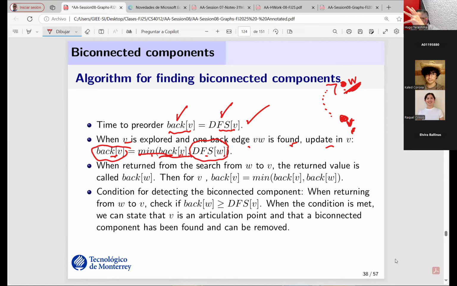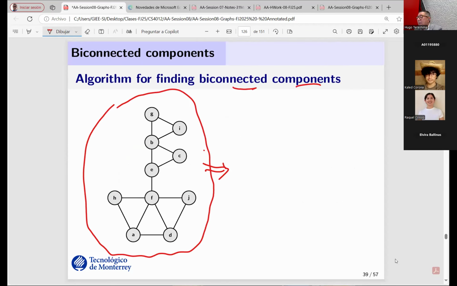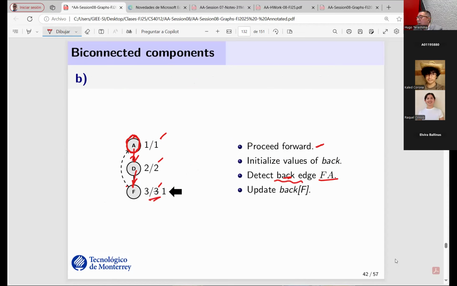And that is the way that you are going to start finding the components. That's one of the conditions for stating the back of B. So that is the thing you do here. When you start traversing here and you find a back edge from F to B to A, I update back of F between the number that it has and the value of DFS, which is 1. So the minimum of those is going to be 1. So this is a new value for back of F. Back of F is going to be 1.